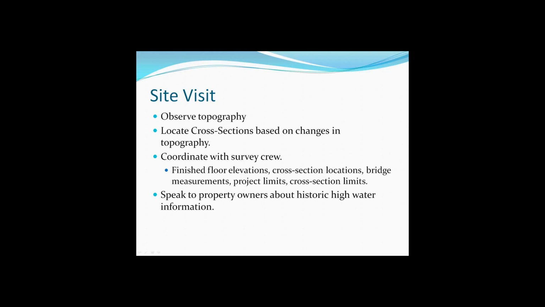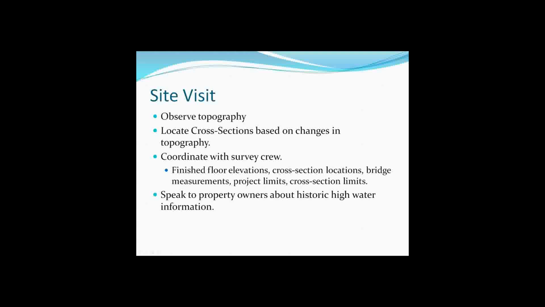Another good idea is that you need to look at your cross sections based on changes in topography. If you remember that from the HEC RAS class, it's interpolating the ground data in between sections. So if you have any abrupt changes in channel size or N value or floodplain width or anything like that, you're going to want to get a cross-section at the beginning and end of that change to try to represent the hydraulic area correctly. Be sure to coordinate with your survey crew when you send them out.